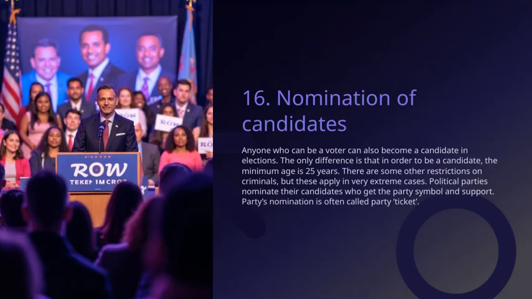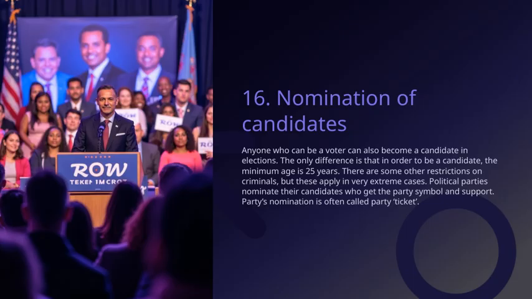Now, let's talk about the nomination of candidates. Anyone who is eligible to vote can also become a candidate in elections. The key point here is that the main difference between voters and candidates is age. To be a candidate, you need to be at least 25 years old. There are also some restrictions, especially for individuals with criminal records, but these usually apply only in very extreme cases.